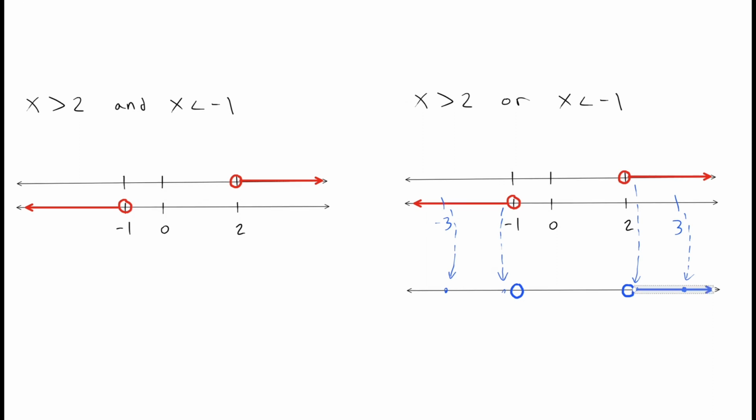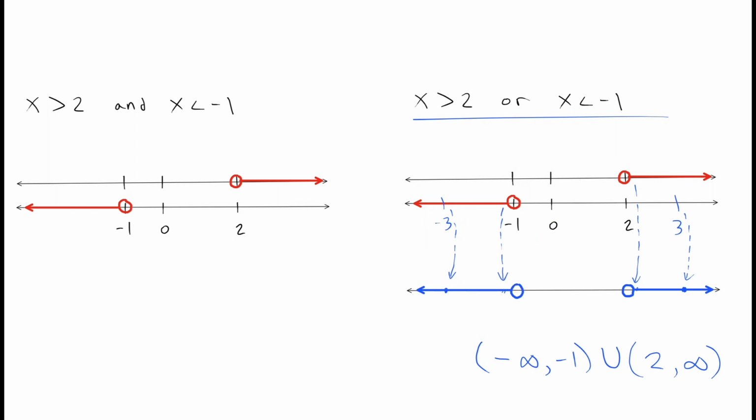So it would look like that, and like that. That would be the final result if it was an or. And then what you'd have to do is say that in interval notation, you've got an interval on the left from -infinity to -1, and then you could union that together with your interval from 2 to infinity. This would be the result for x greater than 2 or x less than -1.